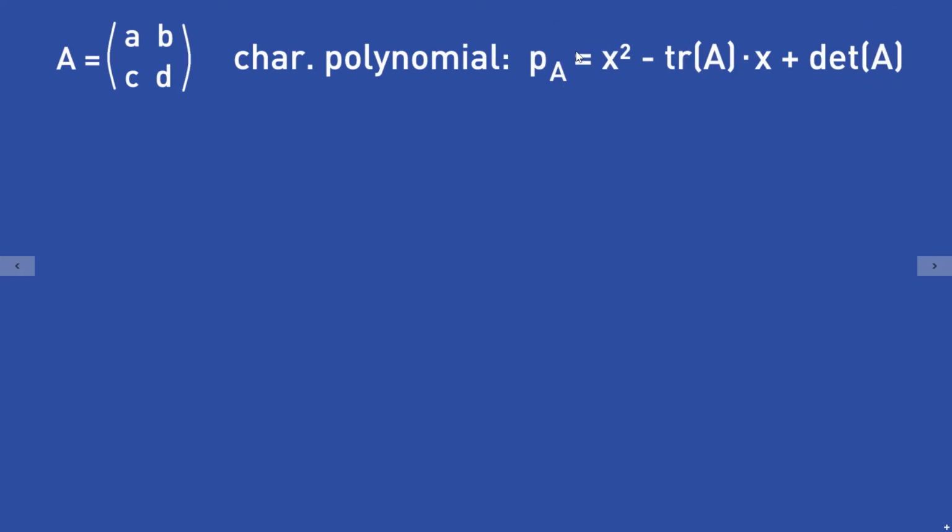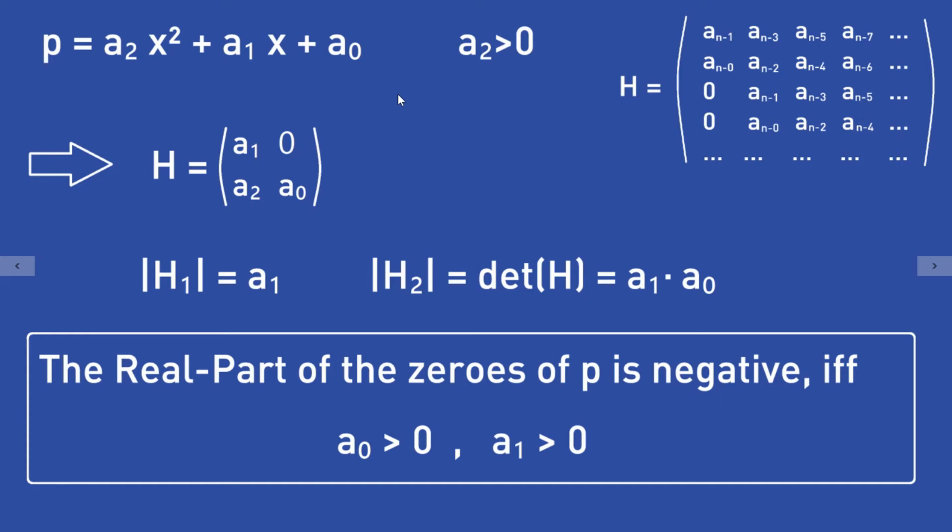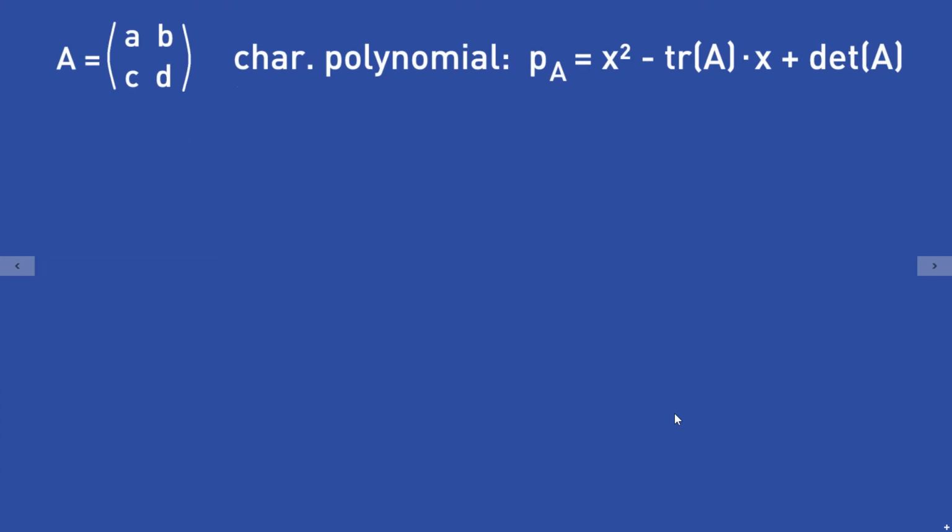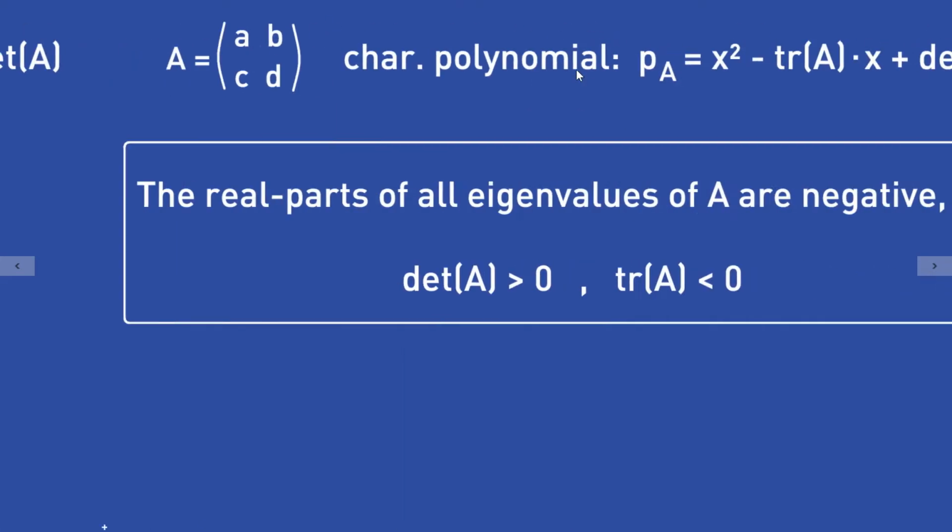So this here is the characteristic polynomial of a 2 times 2 matrix. Now we will use the Routh-Hurwitz criterion for a polynomial of degree 2 on the characteristic polynomial PA. So we get the following result.